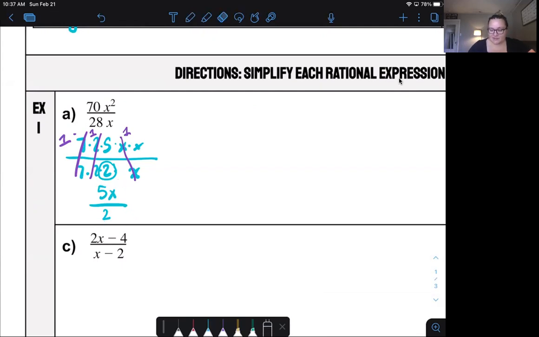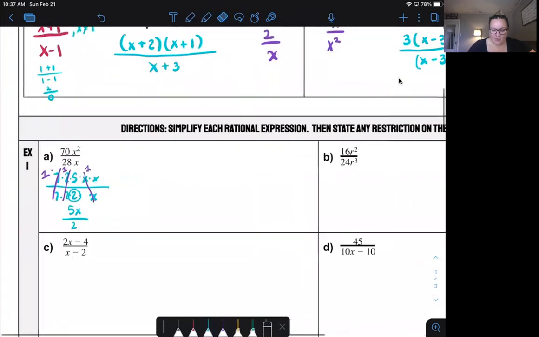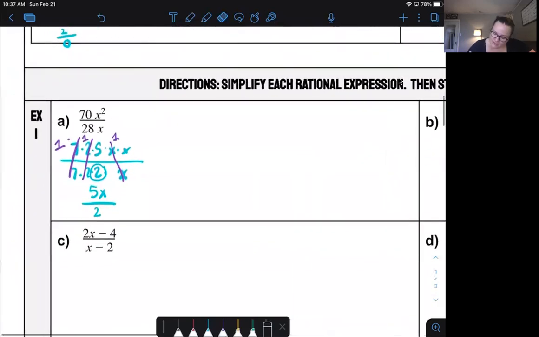But we also have to state our restrictions on the variable. What is x not allowed to be? As you can see in our answer here, there's no variable in the denominator. However, in the original expression, there is a variable in the denominator. So we have to state our restrictions, and they have to include any restrictions on the original rational expression. So 28x, what would make 28x equal 0? Well, divide both sides by 28, x equals 0.